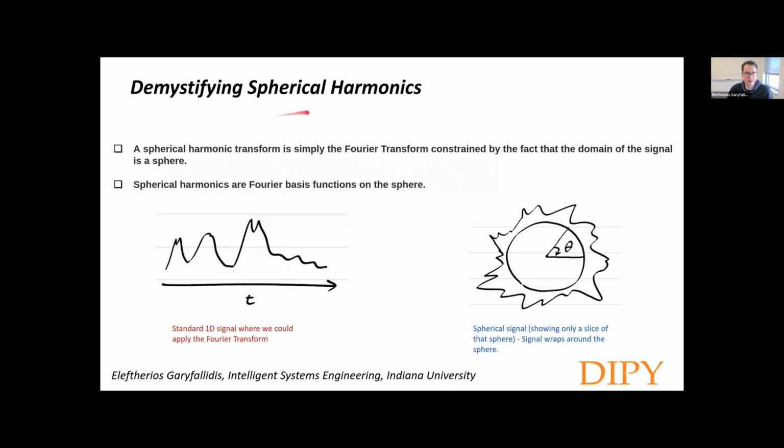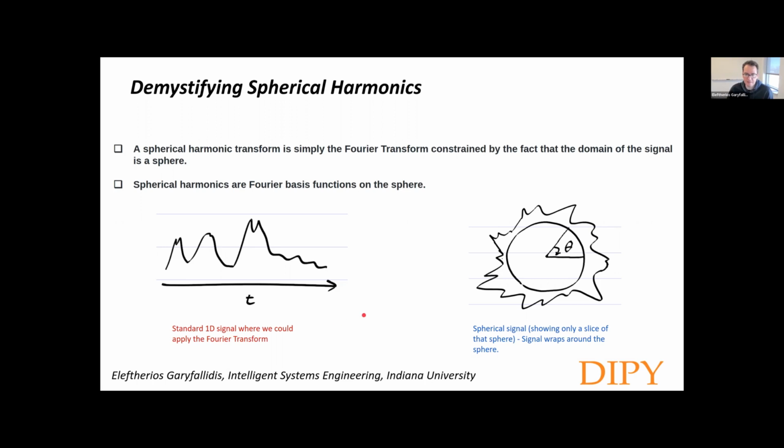First, let's demystify spherical harmonics. A spherical harmonic transform is simply the Fourier transform constrained by the fact that the domain is a sphere. The domain of the signal is a sphere. Spherical harmonics is simply a Fourier basis function set on the sphere. So here we see a standard signal, time is changing, it's a one-dimensional signal, and you can easily apply the Fourier transform to get harmonics that can reconstruct the signal.